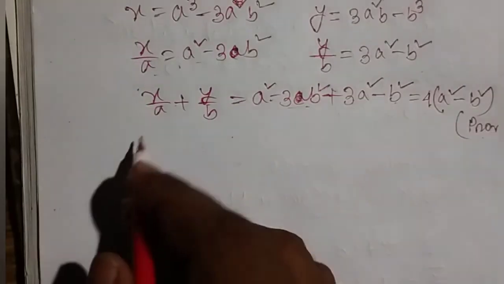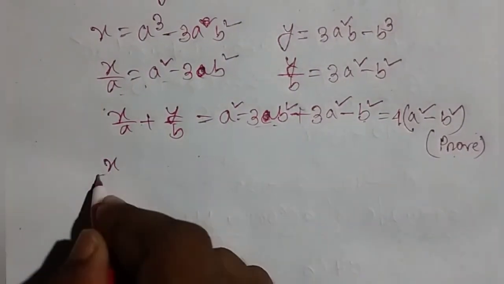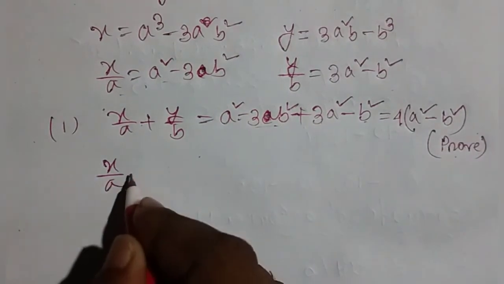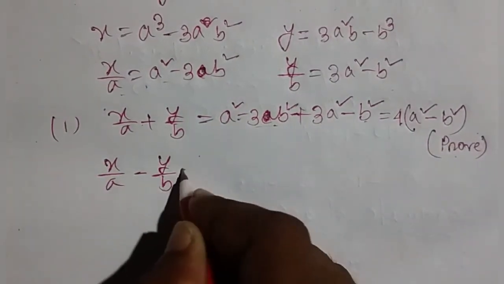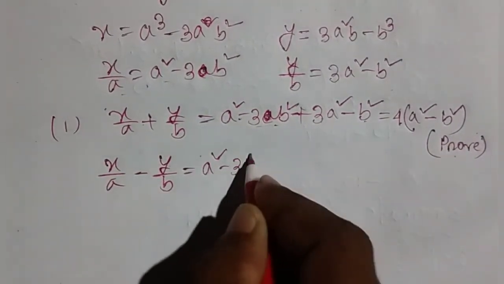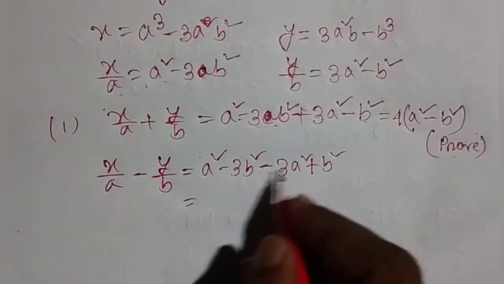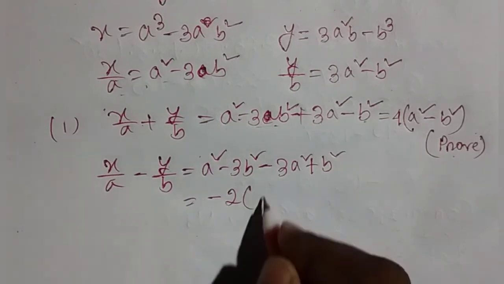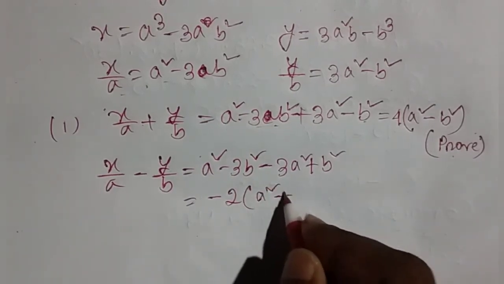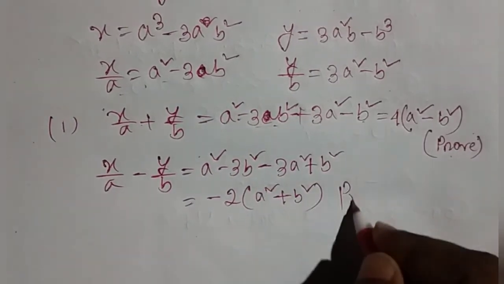Now subtract them. Then we will get x by a minus y by b is equal to a square minus 3b square and minus 3a square plus b square. That means minus 2 into a square plus b square. This is proved.